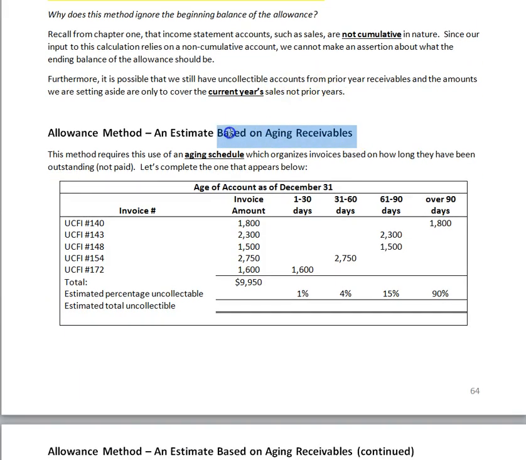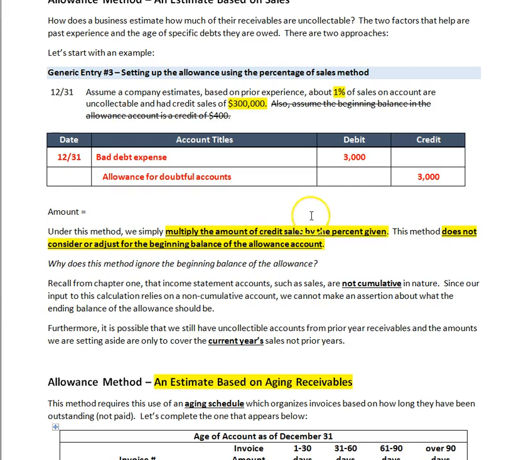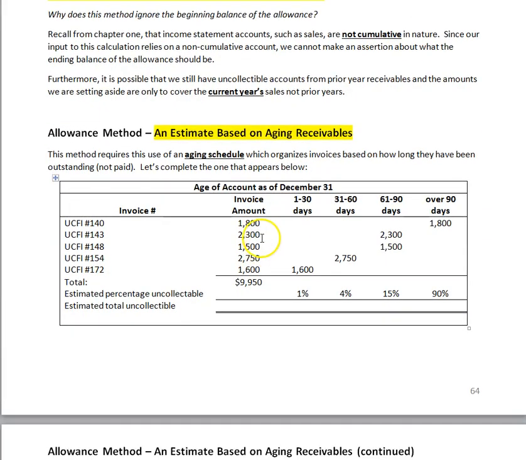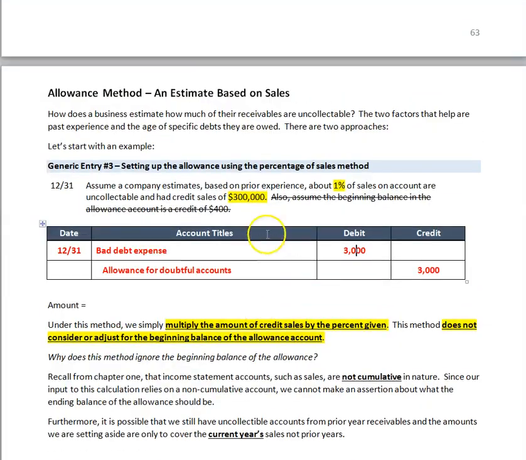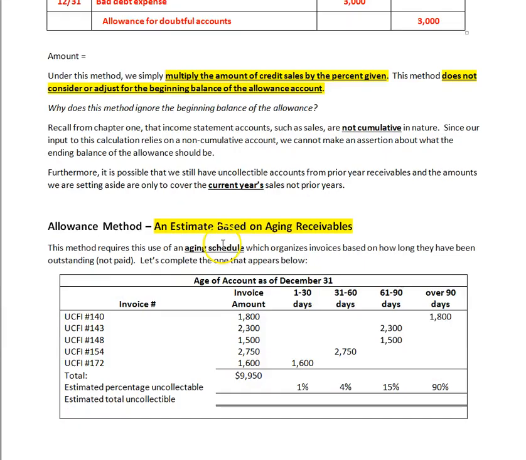All right, the other method. So this is the second. We're still under AR, accounts receivable. We're still under the allowance method. We're trying to estimate the amount we set up at year end. In this case, we got to 3,000. We may get to a different number under this approach, and companies can choose either one of these approaches, an estimate based on sales or an estimate based on receivables.